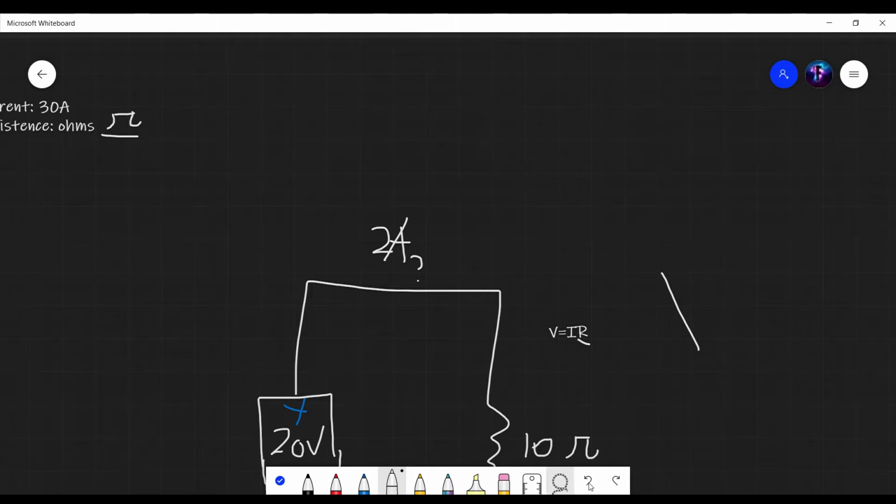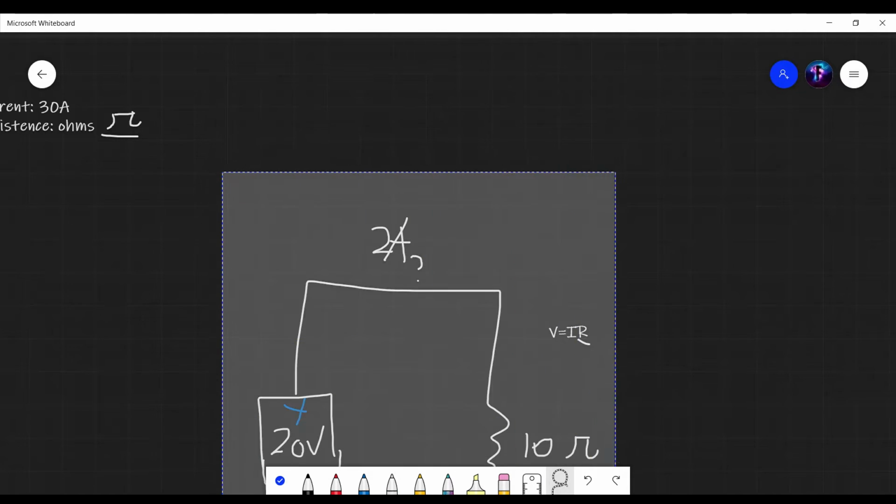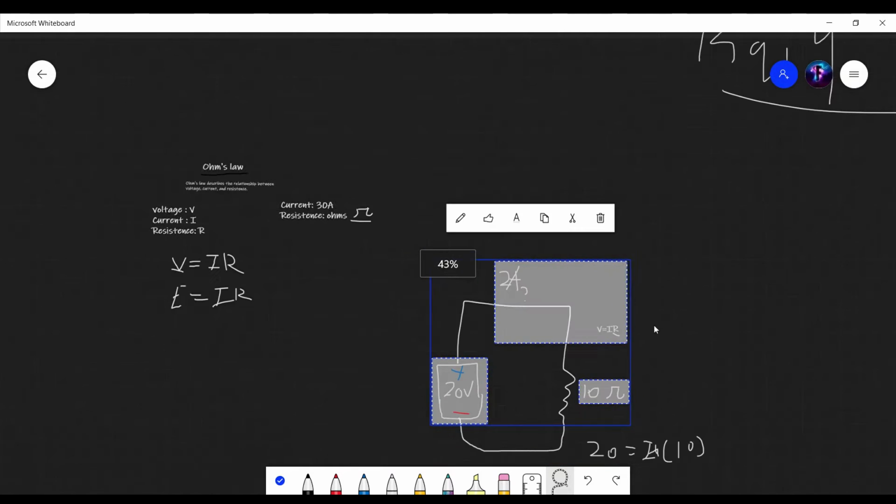Pretty easy, right? So I'm going to do another example. But this time we're finding the ohms, finding the resistance.